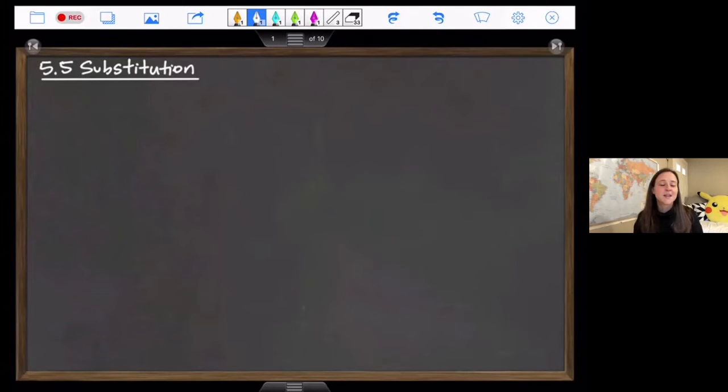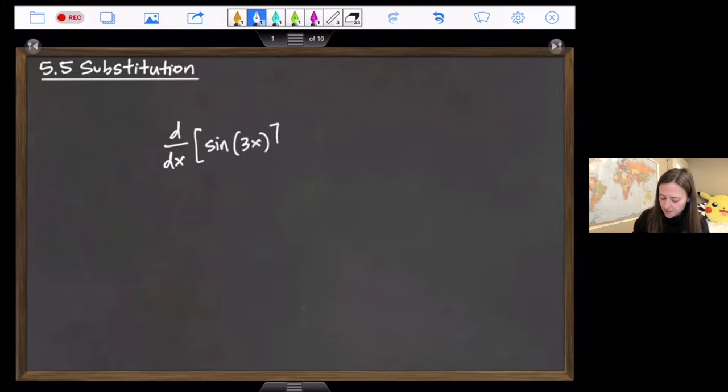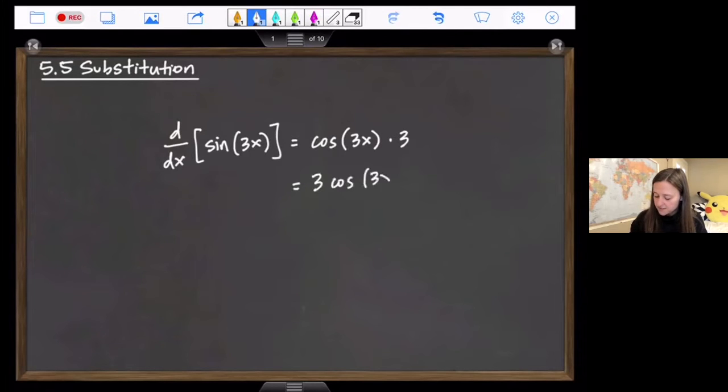So substitution is kind of our way of doing the chain rule backwards when we're finding antiderivatives. So let's remember the chain rule. When we're taking the derivative of something that has an inside function, I'm going to take something pretty simple. Let's take the sine of 3x. So we know when we take that derivative, we take the derivative of the outside function. Derivative of sine is cosine. Leaving the inside function alone, then we multiply by the derivative of that inside function. Derivative of 3x is 3. So this gives us that the derivative of sine 3x is 3 cosine 3x.